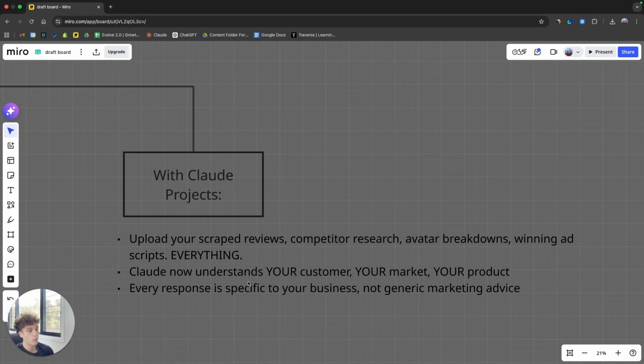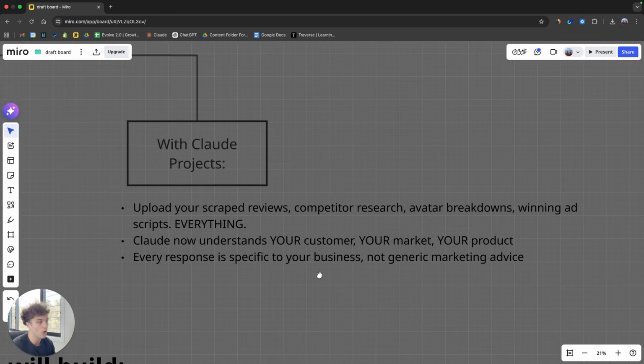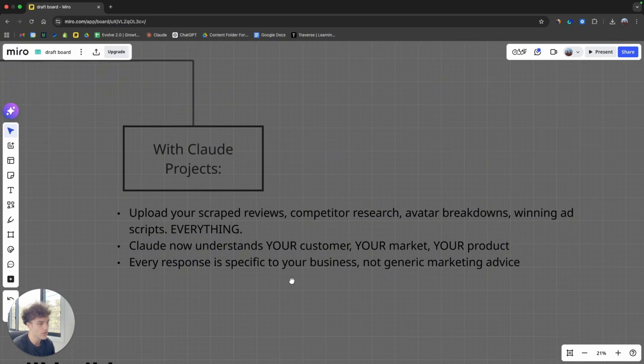And you can see the comparison now with Claude projects. You're able to upload your scrape reviews, competitor research, avatar breakdown, winning ad scripts, absolutely everything. So Claude now has an understanding of your customer to an in-depth level, because if you just ask Claude, hey Claude, give me a detailed breakdown or whatever, or do deep research, it does it to a surface level. And if you guys actually have used Claude to copywrite and then copied and pasted that directly, you would know how surface level Claude is with its copywriting. But this is a really effective way that you're able to get Claude to go deeper just through your own market research essentially, because then every response is going to be specific to your niche, to your business, to your product, and it's just not going to be generic marketing advice.